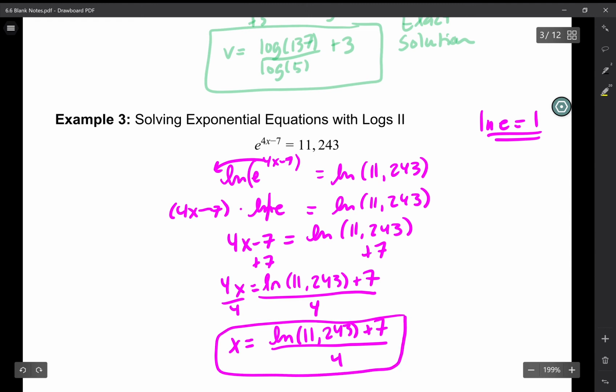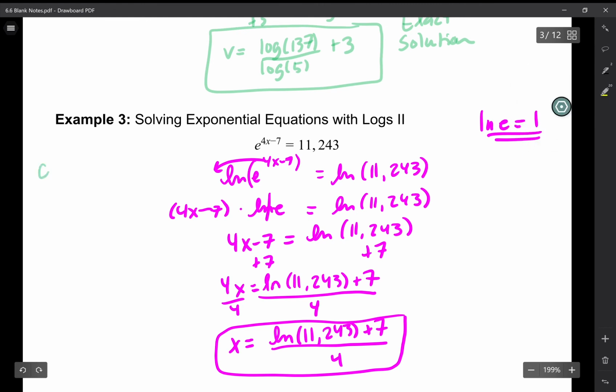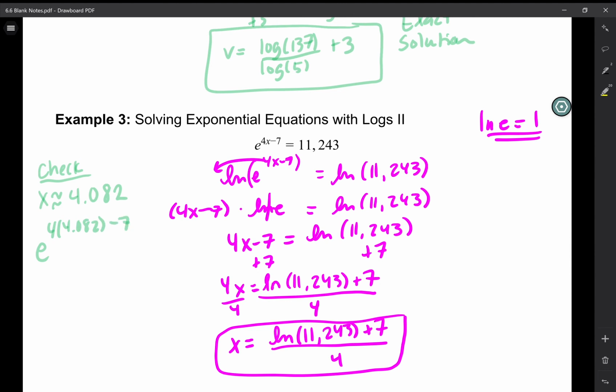To check, I'm going to go back and use a decimal approximation. All right, let's get a decimal approximation in our calculators. X is about equal to natural log of 11,243 plus 7. Divide that by 4, and I got about 4.082. Check our answer. E to the 4 times 4.082 minus 7, and see what we get. That becomes e to about the 9.328.